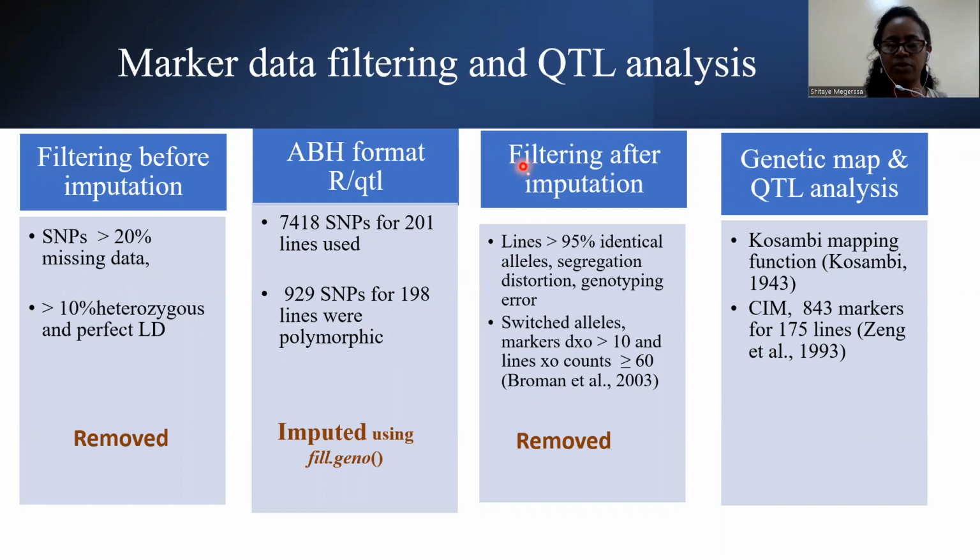Then we proceeded with further filtering. Lines with above 95% identical alleles, markers with segregation distortion after chi-square test, genotyping errors, switched alleles, markers with double crossover counts above 10, and lines with crossover counts above 60 were removed from the data, based on the manual prepared by Broman 2003. Then we did genetic map estimation using the est.map function, and QTL analysis was done using composite interval mapping using 843 quality markers for 175 lines.